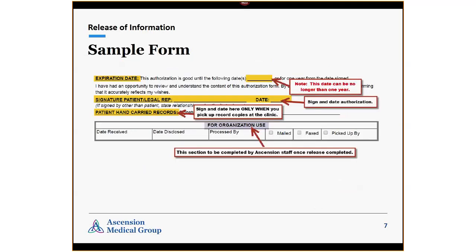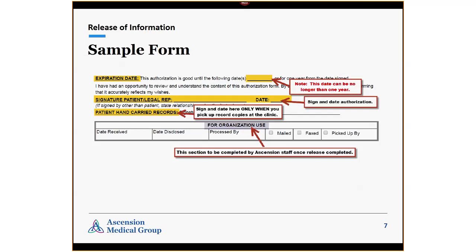Now moving down to the bottom section of the form, the expiration date is 1 year. However, the patient may indicate a shorter period of validity. We recommend the patient not put a date greater than 1 year for expiration, as things can change and they may forget that they have signed this form. It's really for their own protection that the authorization be valid for no more than 1 year.